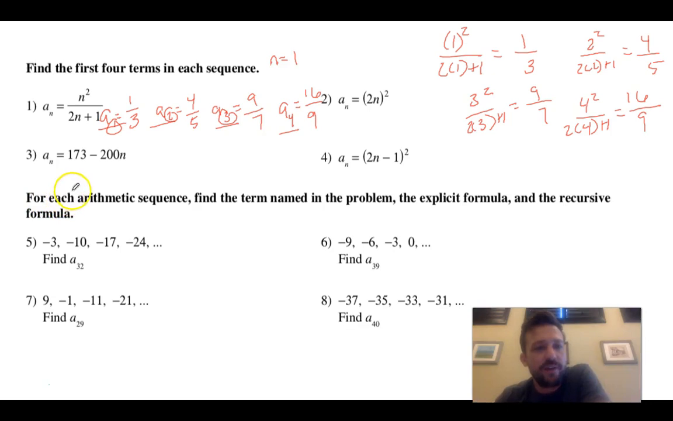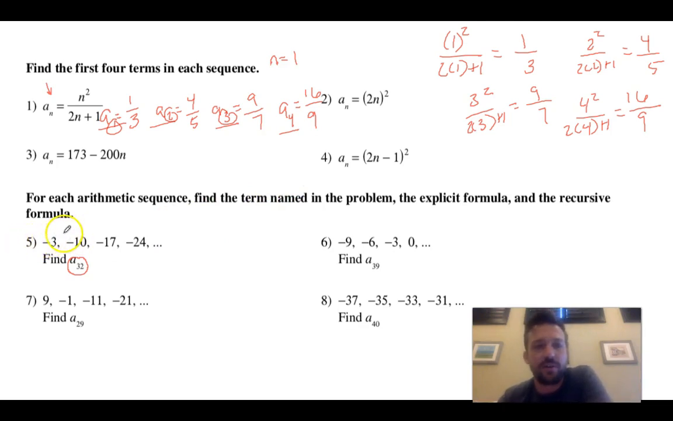So the next one, for each arithmetic sequence, find the term named in the problem, so A32, the explicit formula. Now remember, the explicit formula is the formula where you just plug in n and it gives you the answer, just like these. These are explicit formulas, yeah? And it says, and the recursive formula. And remember, the recursive formula means that you gotta have some formula where you have to know the prior term in order to figure out the next term.